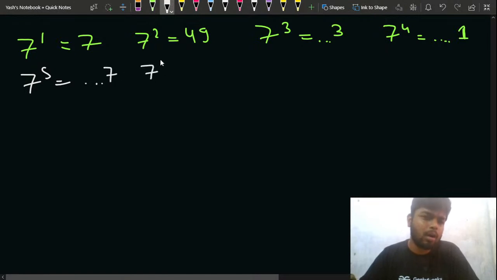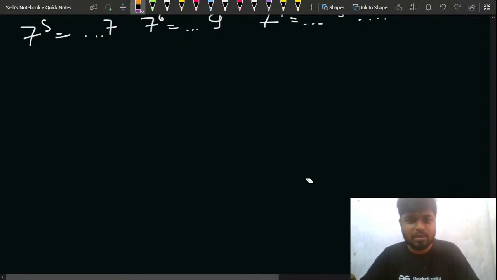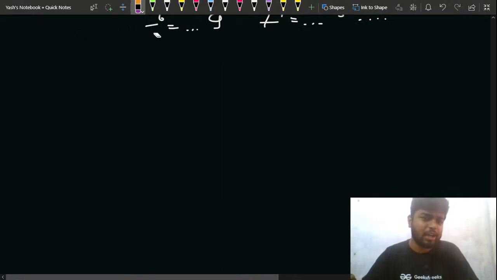7 to the power 6 gives me 7 sevens are 49, so the last digit will be 9. 7 to the power 7 will give me what? 9 into 7, so that will give me 3 as the last digit, right? Is this much part clear to everyone? For this particular case, is this much part clear to everyone, right? So I am seeing a repetition after an interval of 4, right?